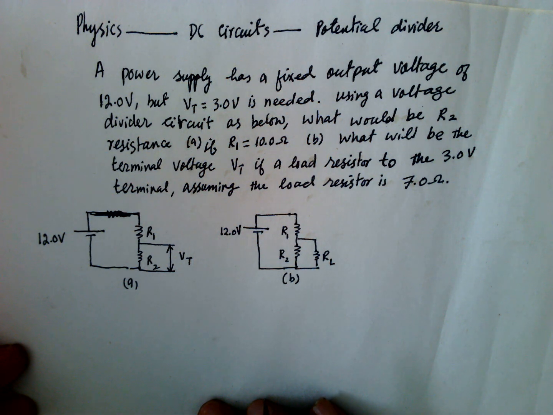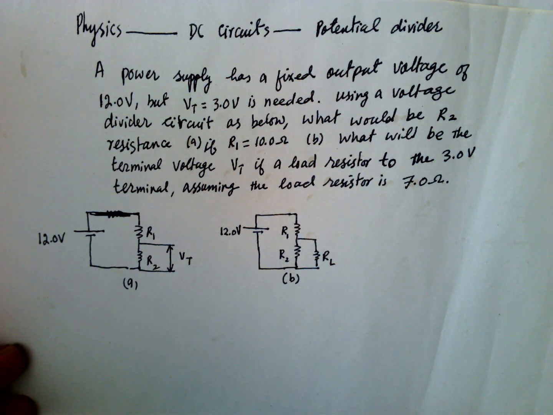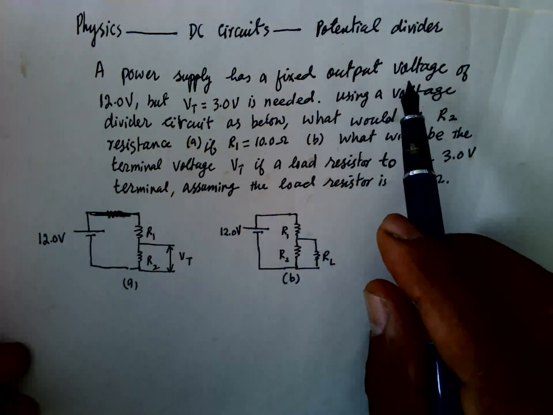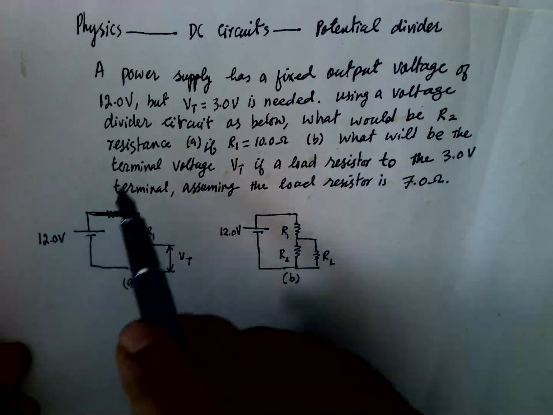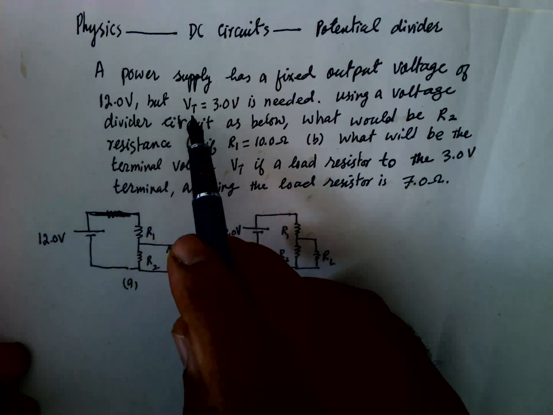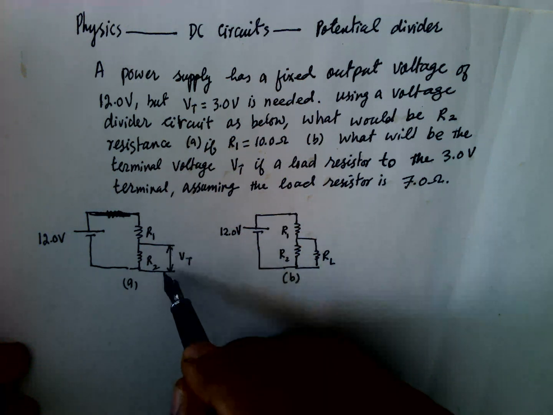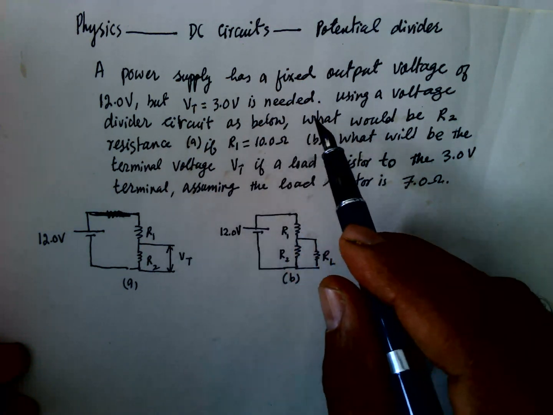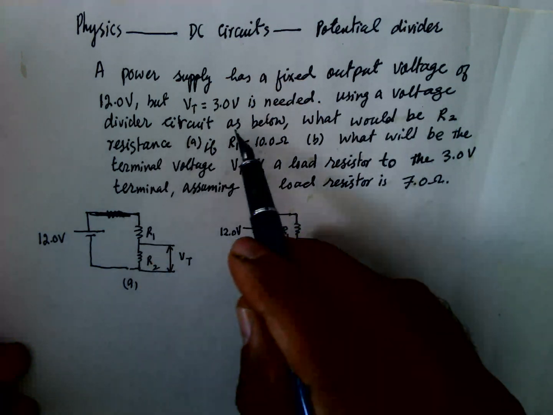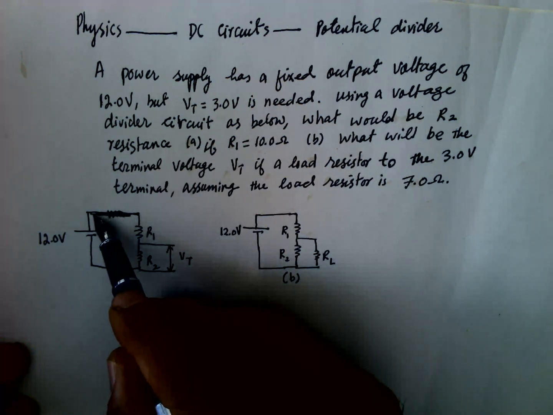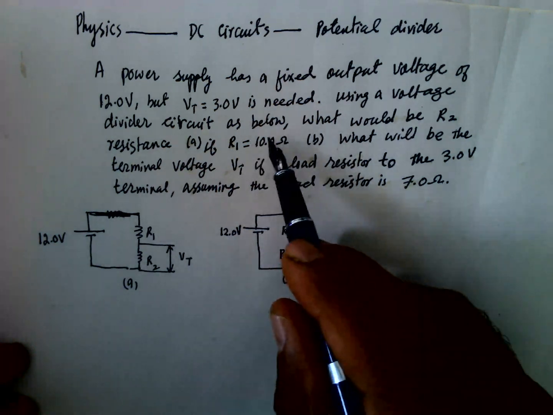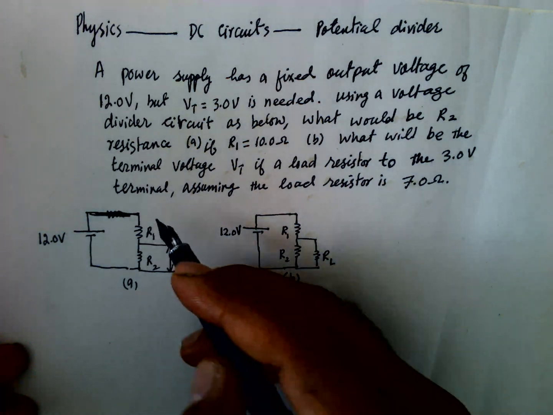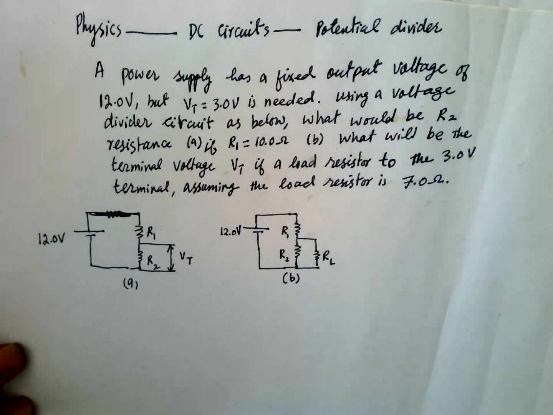Hello, physics, DC circuits, potential divider. And the question is, a power supply has a fixed output voltage of 12 volt, but VT, that's the voltage at the terminal, is 3 volt is needed. Using the voltage divider circuit as below, what would be the resistance R2 if R1 is 10 ohm? So R1 is equal to 10 ohm.